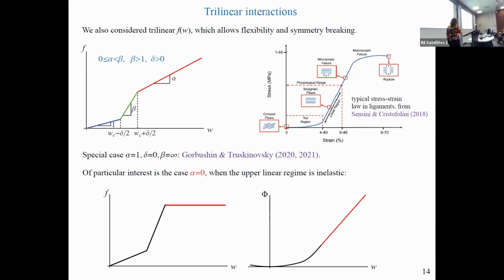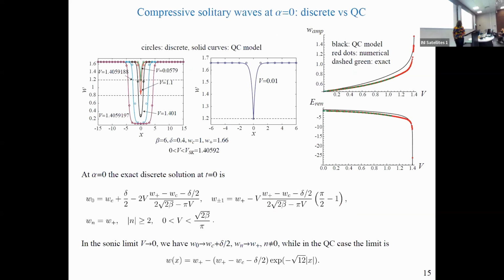So when the alpha regime, the red regime, is inelastic, this is what it looks like. And in this case, like in other cases, we can obtain quasicontinuum solutions and discrete solutions and compare them. What's interesting in this case is that you can actually obtain some of the discrete solutions analytically. We can compute the solution, and this is what it looks like at t equal to 0. This is for the range of velocities between 0 and some upper limit.